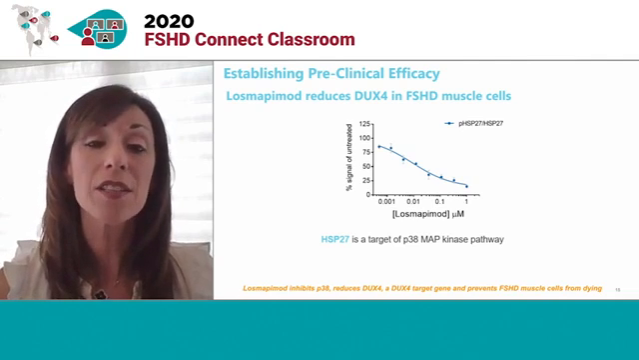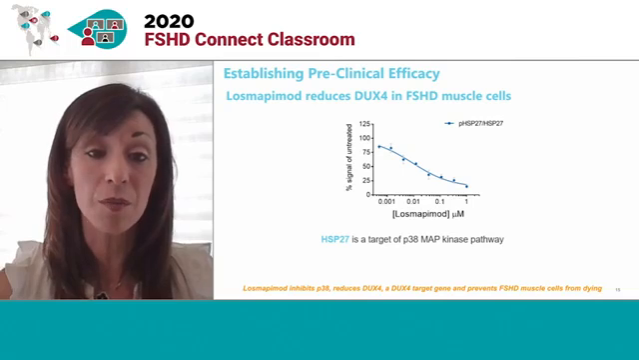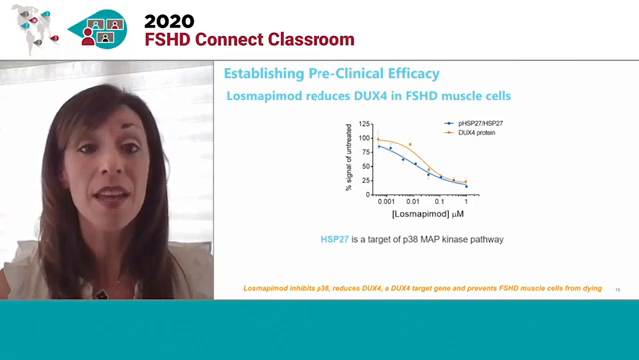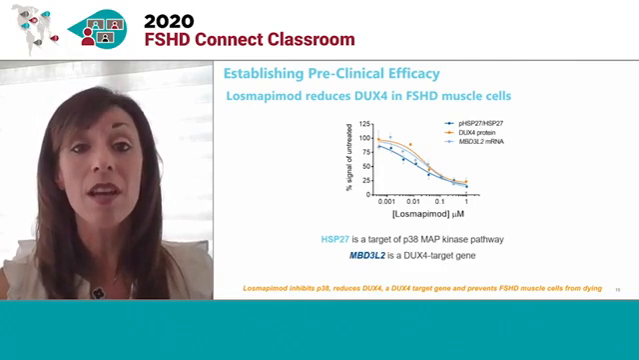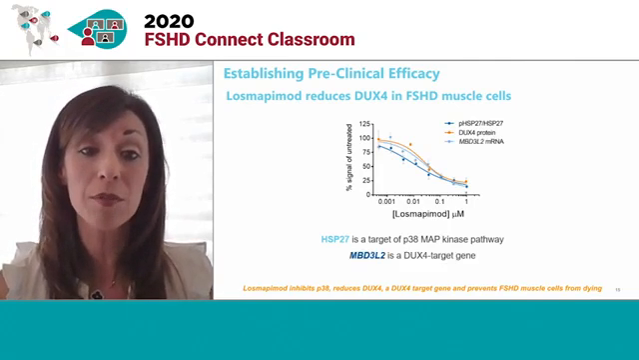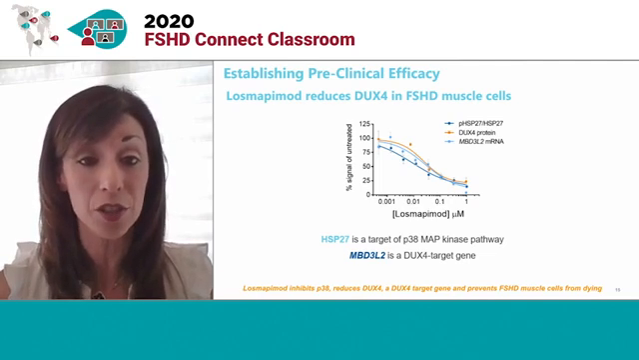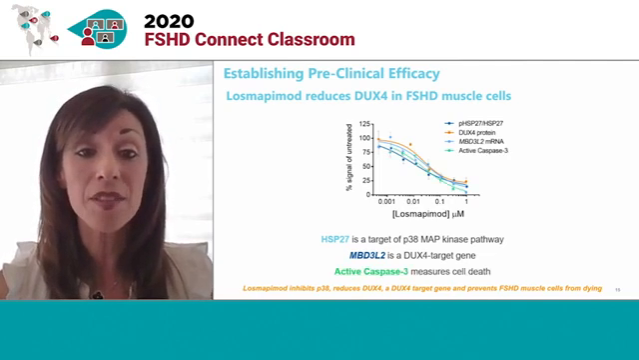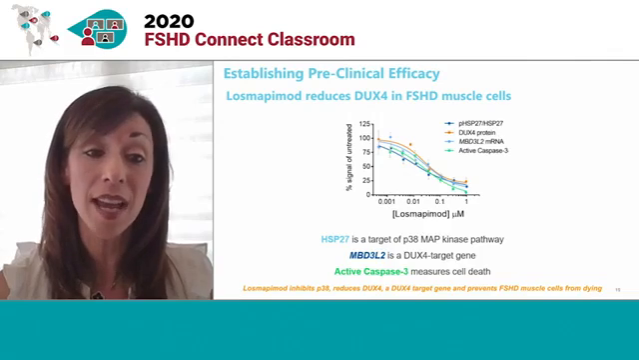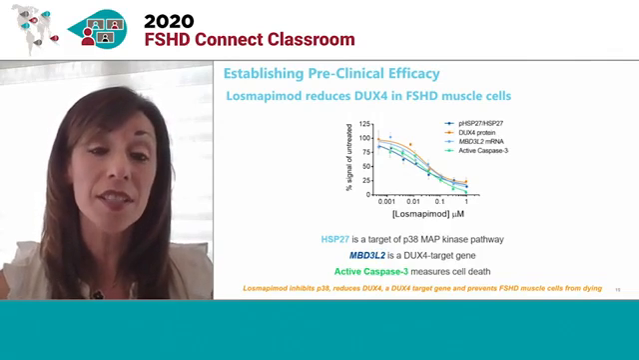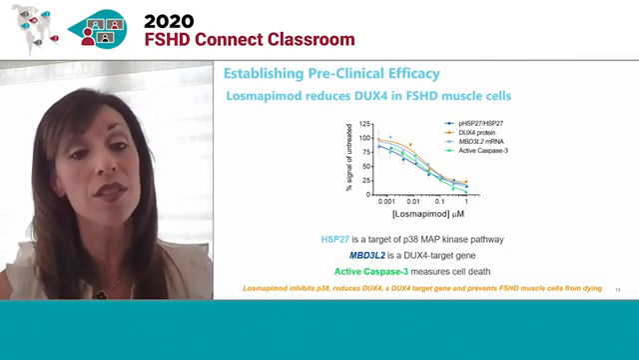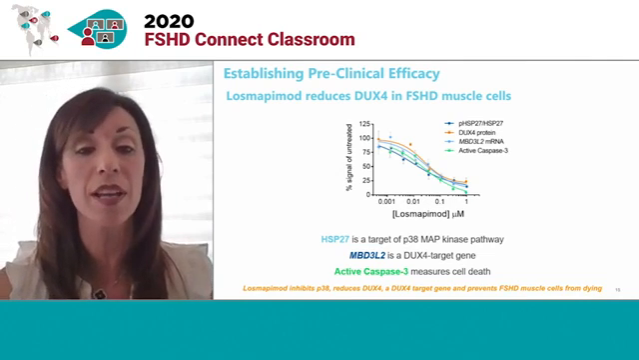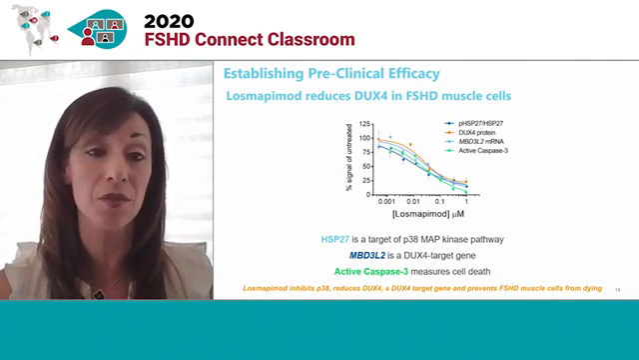And we saw that as there is increased inhibition of p38 alpha, there is a concomitant decrease in the expression of DUX4 protein, as well as its downstream transcript or target gene, MBD3L2, and also active caspase 3, which is a measure of cell death. So we were able to see in our cellular models of FSHD that losmapimod inhibits p38, reduces DUX4, the DUX4 target gene, and also prevents FSHD muscle cells from dying.